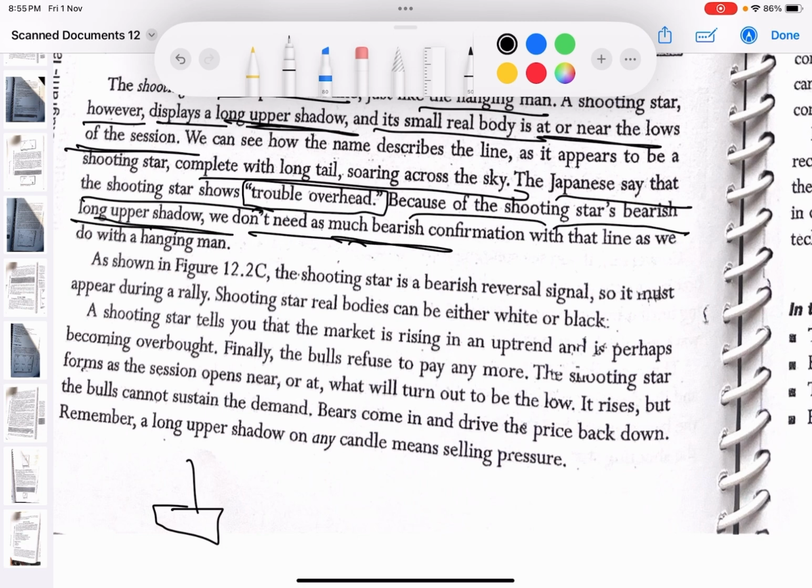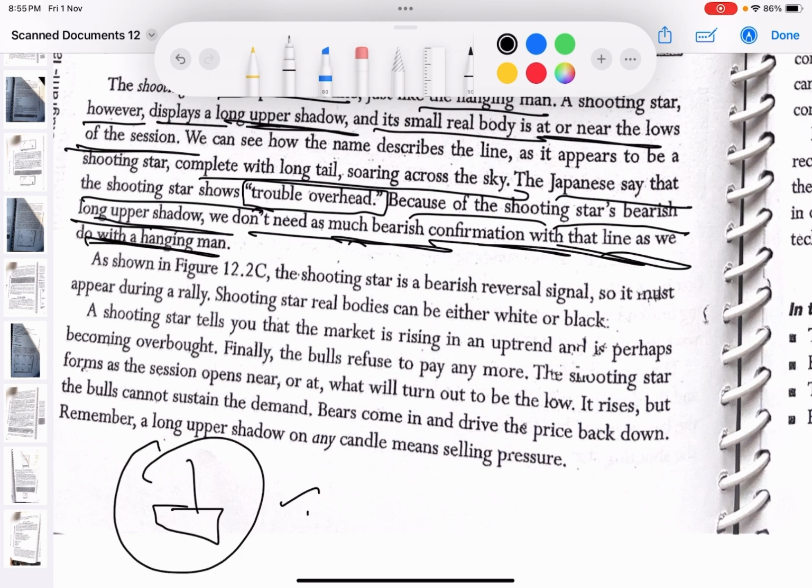We don't need as much bearish confirmation with that as we needed for a hanging man, because here both of them are confirmed, right? Since it has a long wick, it is obviously confirmed that there is a lot of selling pressure in the market. A shooting star is a bearish reversal sign, so it must appear during a rally. Shooting star real bodies can either be black or white. All of these patterns can have either of the colors.